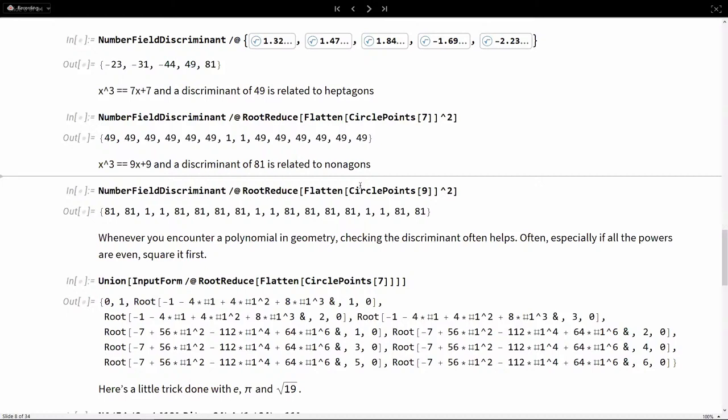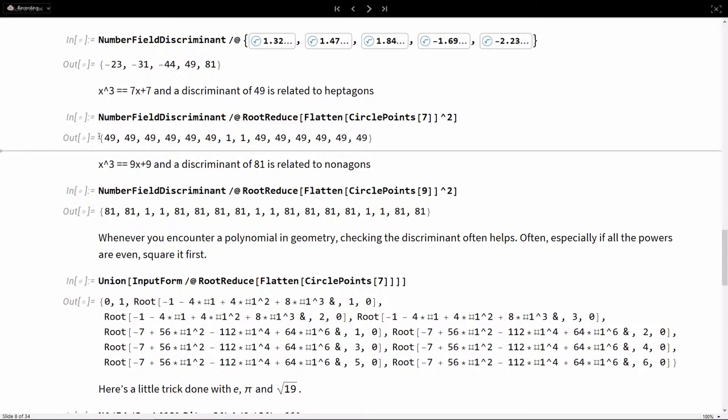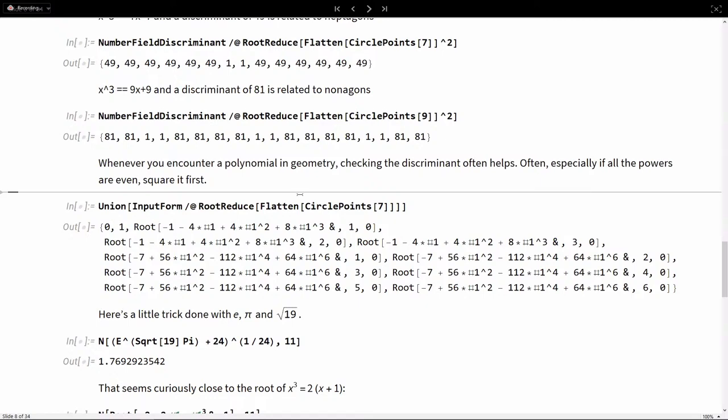For example, you can try that just using circle points. If you do circle point seven, which makes a heptagon, you get a whole bunch of strange polynomials. But if you look at the discriminants for all those polynomials, they almost all have discriminant of 49. And similarly for the nonagon, they almost all have discriminants of 81. So that's sort of my secret for figuring out strange geometries: I look at their number field discriminant.